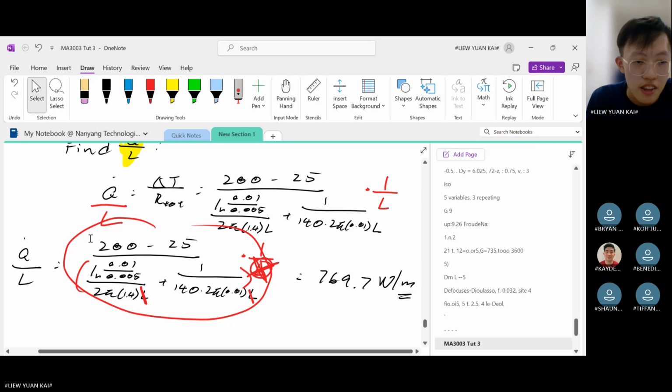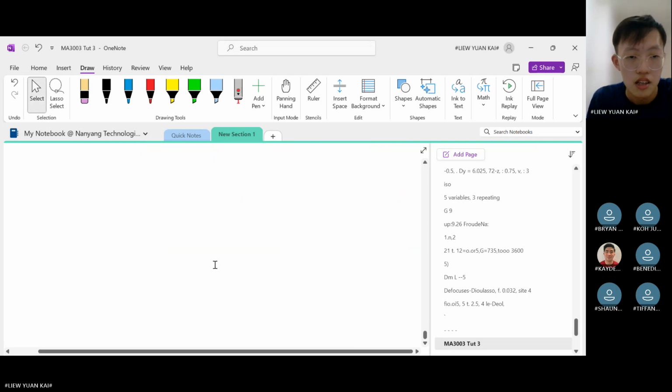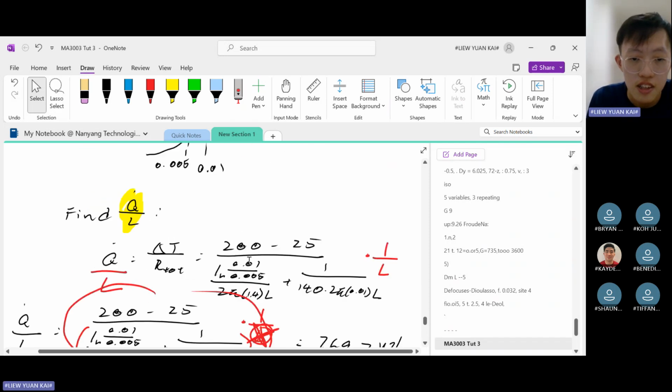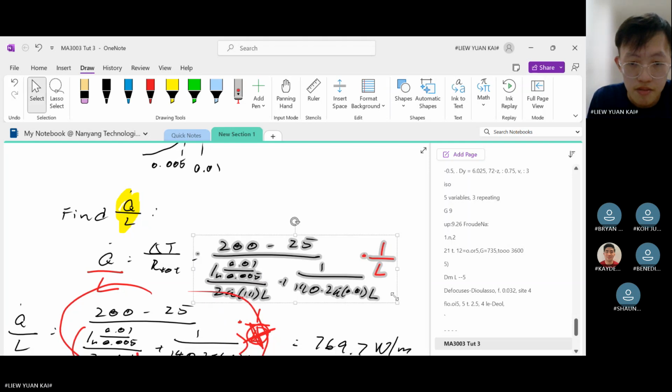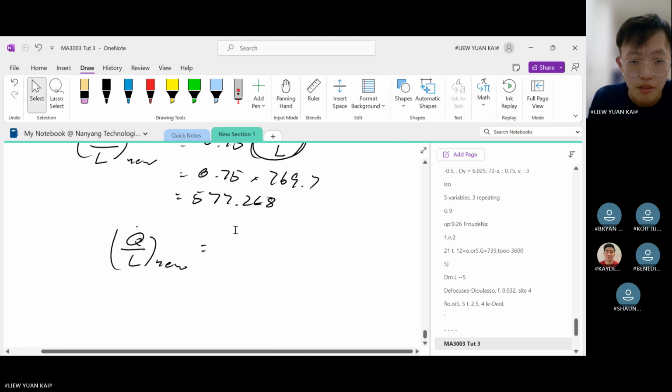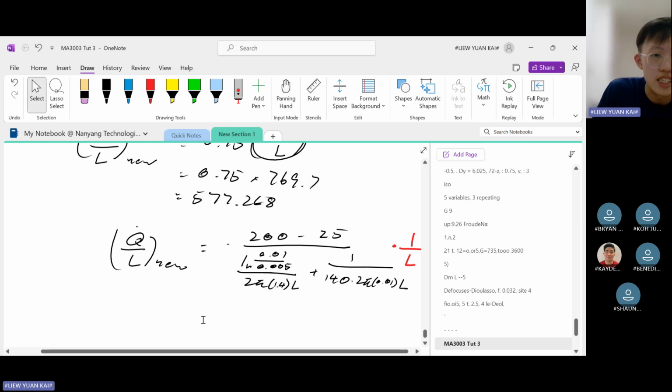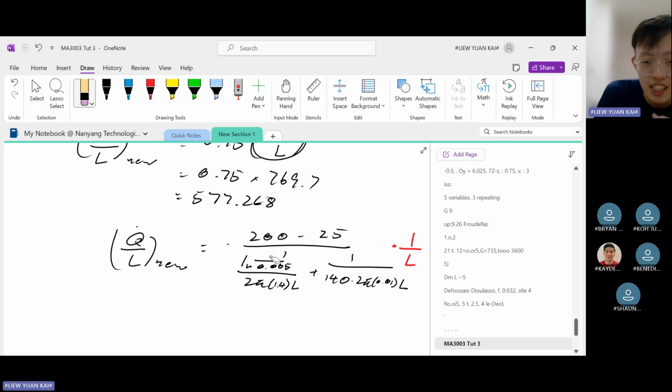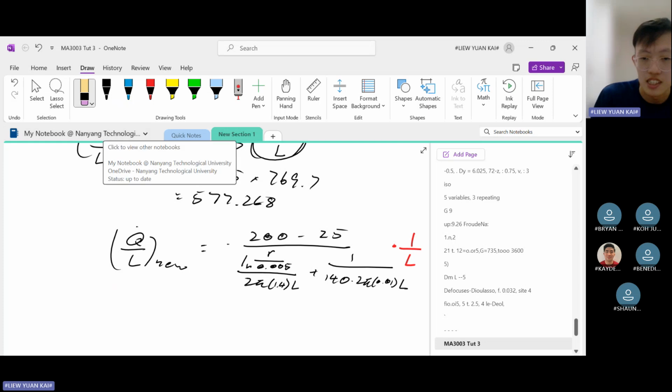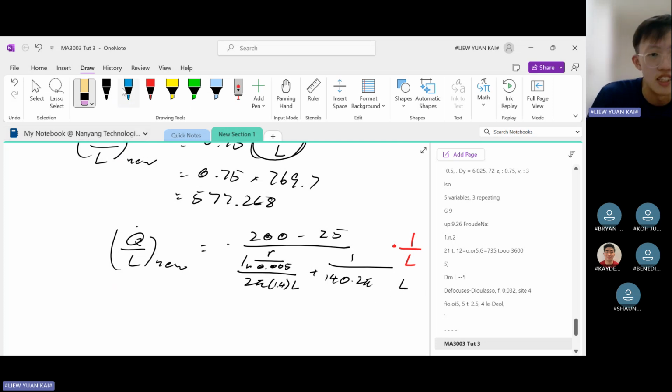So nothing has changed from here. Let me just copy this, paste it. Nothing has changed here except for R2, because now they're asking for the new thickness. That means R2, the outer radius, will change. So this is no longer 0.01. This is R. Everything else remains the same.